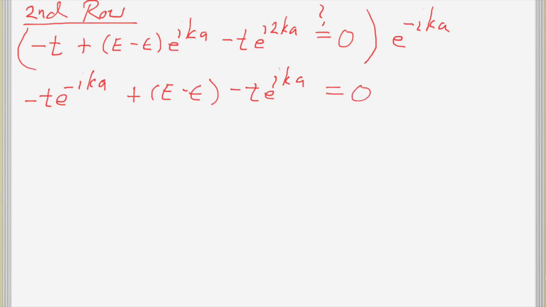And this is simply the tight binding dispersion relationship, right? You combine the two t terms, and simply rearranging, you have E is equal to epsilon plus 2t cosine Ka. So this is also true. So the second row is also correct.